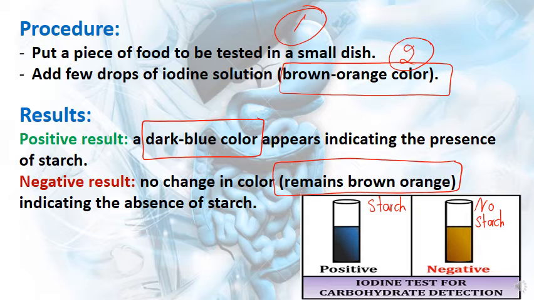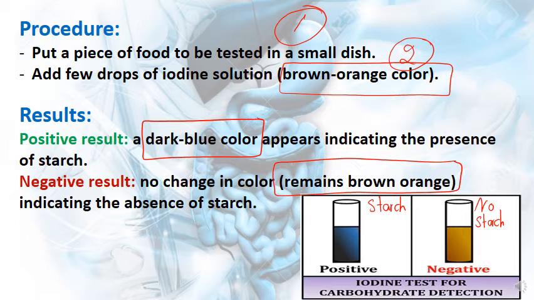So what does this indicate? This indicates that the food does not contain starch, or the absence of starch. So till now we have 2 tests. The first test is called the Fehling test. It's done to identify the presence of reducing sugar. The second test is called the iodine test, and it's done to identify the presence of starch.